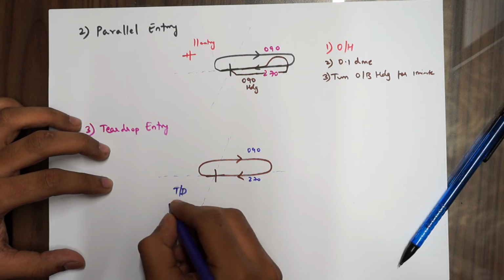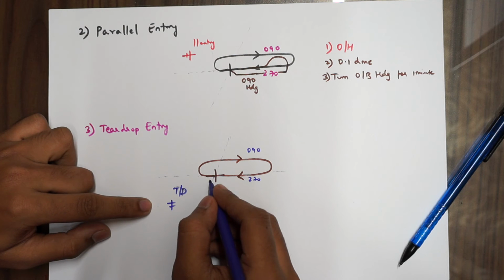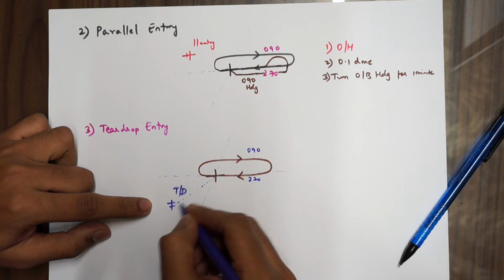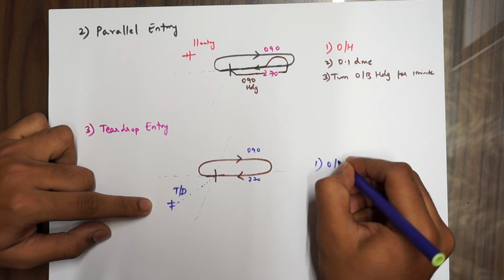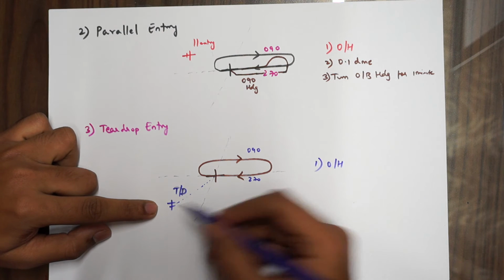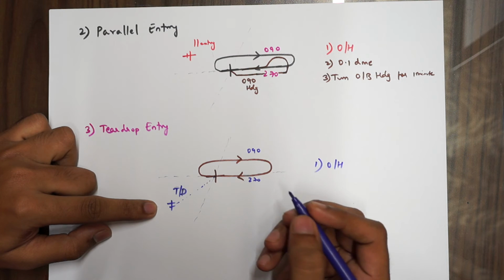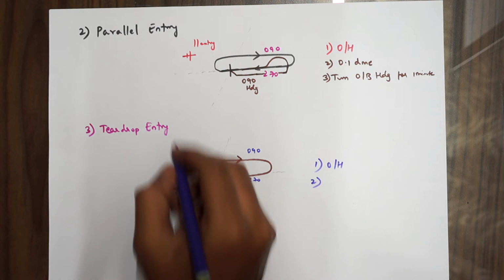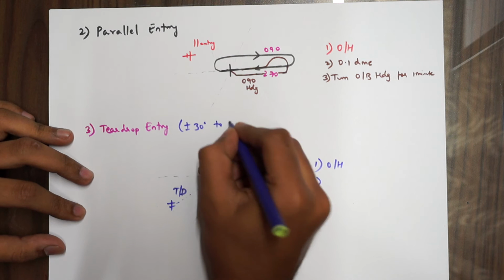Now if your aircraft is somewhere here like this, though the heading is 360, but your radial you found out to be some 250, whatever it is, 240. So first step again, preliminary, of course you found out the radial. First step again, fly overhead. So fly overhead. Now what with teardrop is, it is a plus or minus 30-degree correction to the outbound heading.